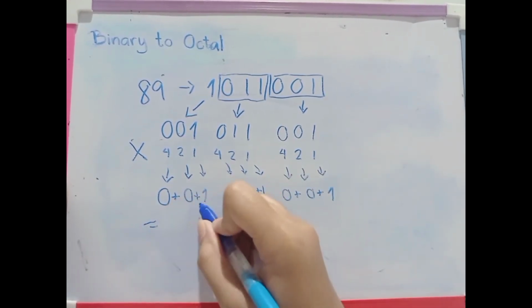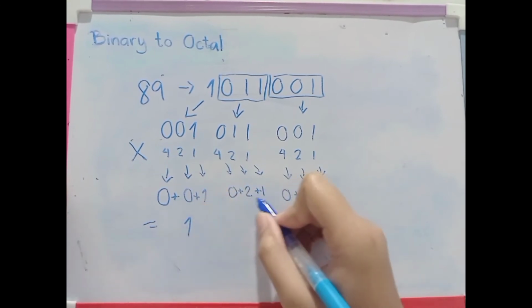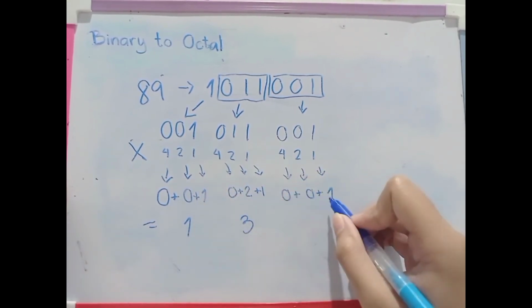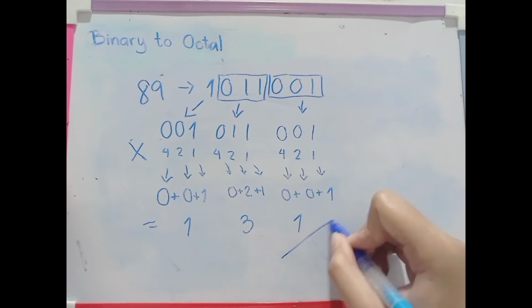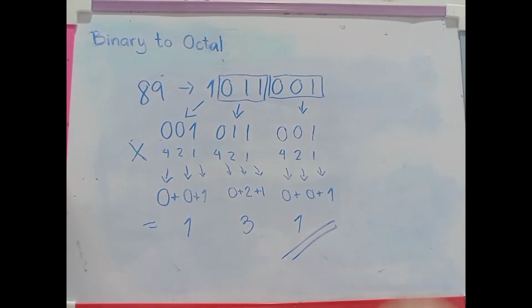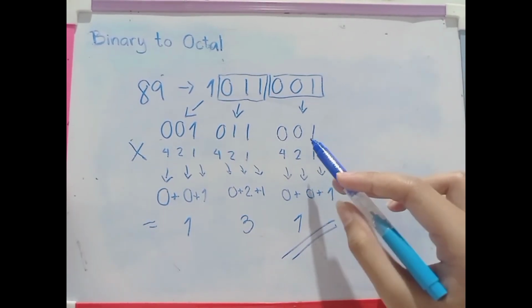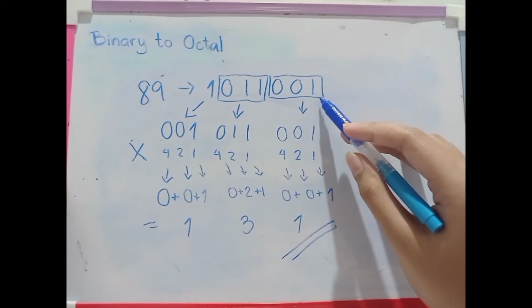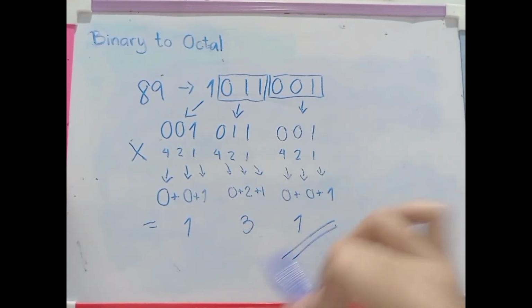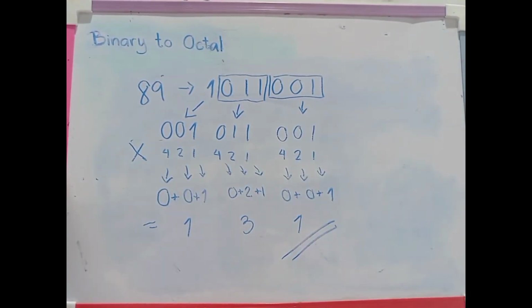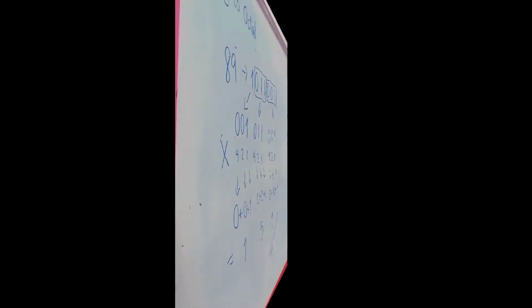So it'll be 1. 2 plus 1 is 3. And 1. So the octal number of this binary number is 131. So that's it. That's how you convert binary numbers to octal numbers.